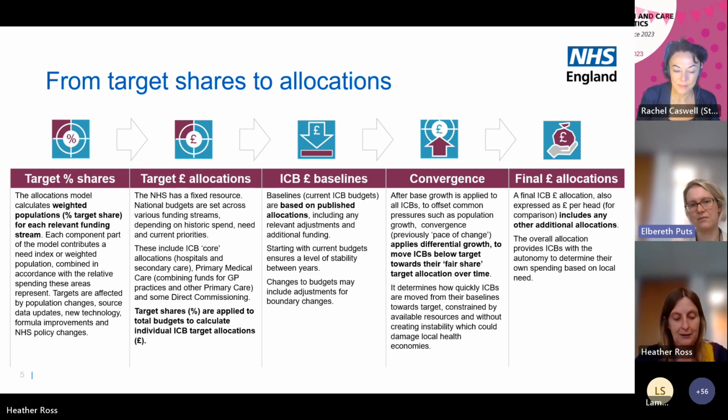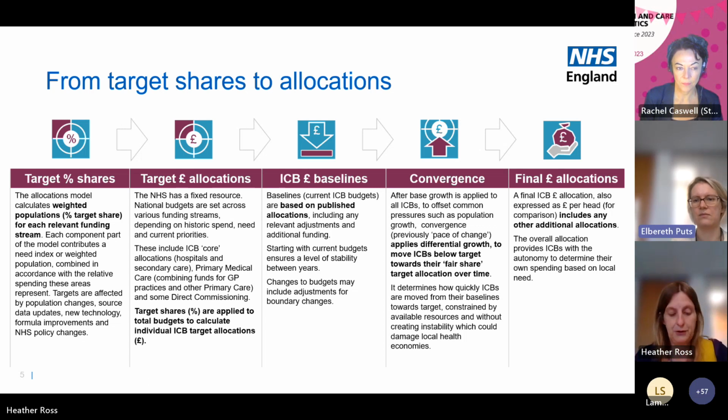Then the next step is to calculate the target allocation. This is derived from the target share that we've calculated through our allocations model, applied to the overall budget that there is. That's the target allocation for each ICB. This is then compared to the baseline funding for the ICB, which is the current amount of funding that an ICB is getting, which might be different to what their target fair share should be. And from this we get what we call a distance from target.